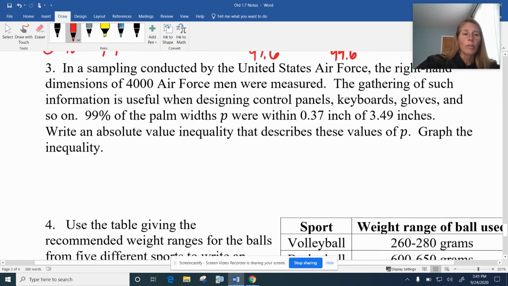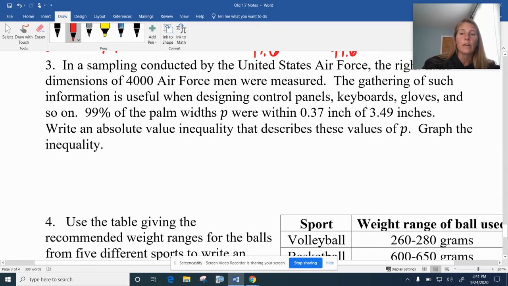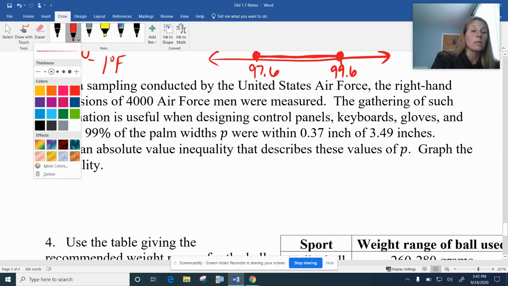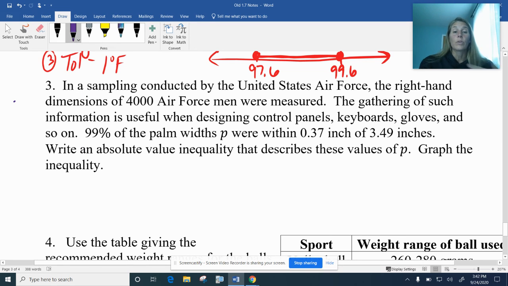Okay, next one, number 3. In a sampling conducted by the Air Force, the right-hand dimensions of 4,000 men were measured. The gathering of such information was useful when designing control panels, keyboards, gloves, and so on. So that's why they wanted to know their average personnel's hand size. So 99% of the palm widths were within 0.37 inches of 3.49.